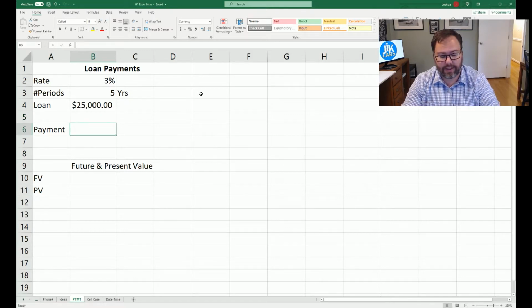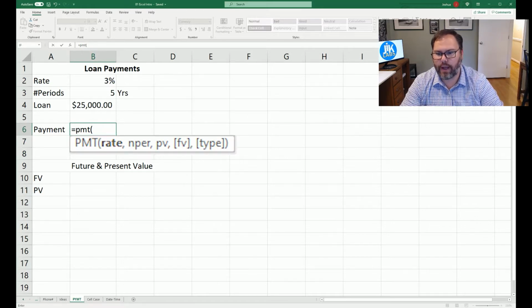Luckily for us, Excel has a built-in equation that's going to make our life a lot easier. So we're going to come in here and use the payment function, which is PMT. We're going to open those parentheses. The first thing it wants to know is the rate. Well, generally we just come up here and select B2 because it's 3%.